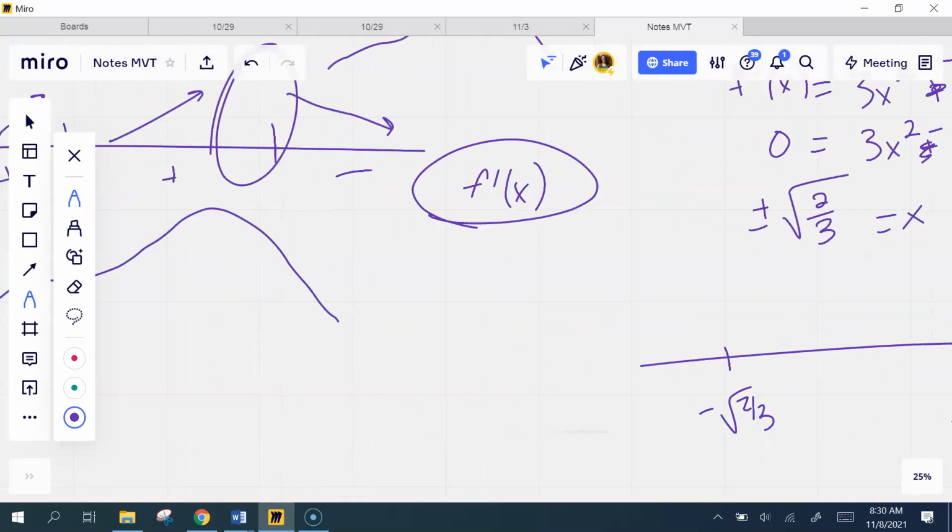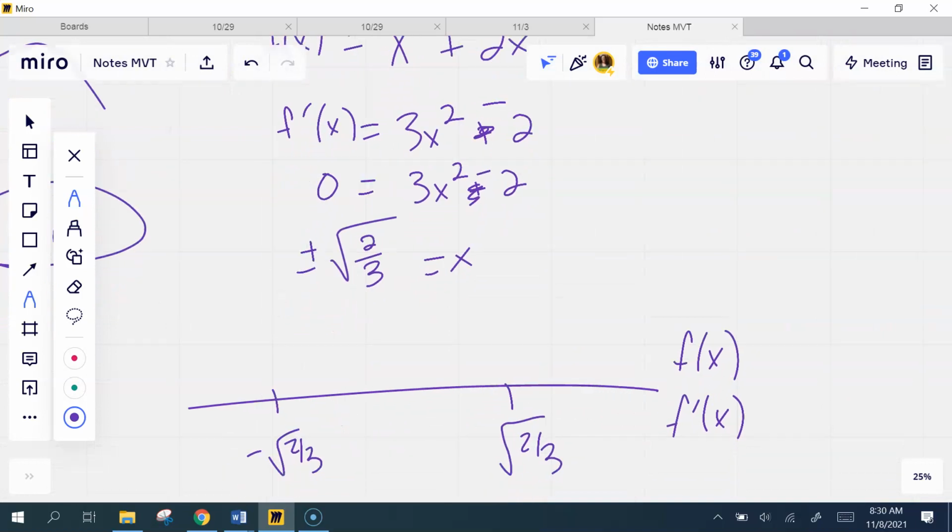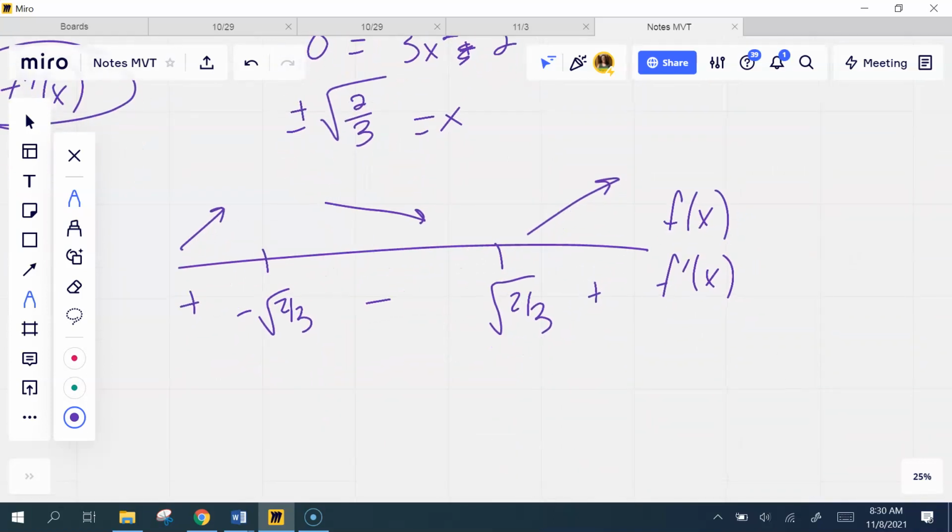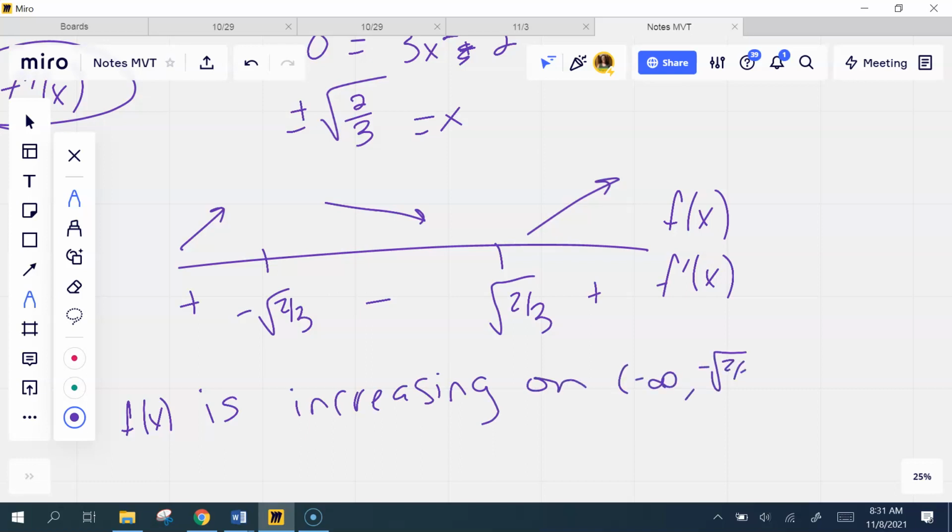Right. So for this one, I don't know, what do you get? If you plug into the derivative a negative number, let's say negative 5, this should be positive, so it should be increasing. Here, if I put in 0, it's negative, so it's decreasing. And here, again, positive. So f of x is increasing on negative infinity to negative square root of 2/3. Are those the intervals y'all were getting confused on?